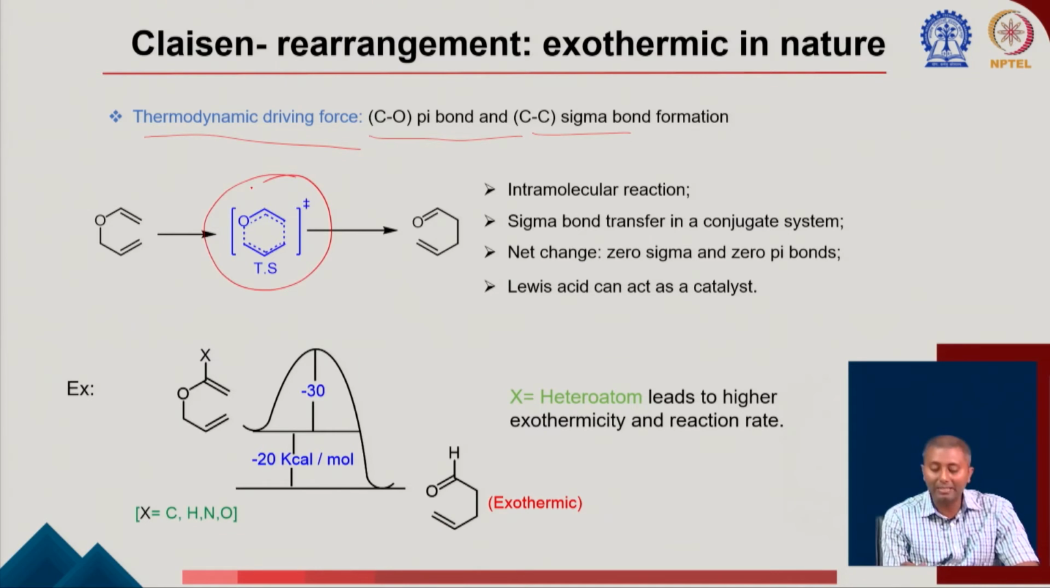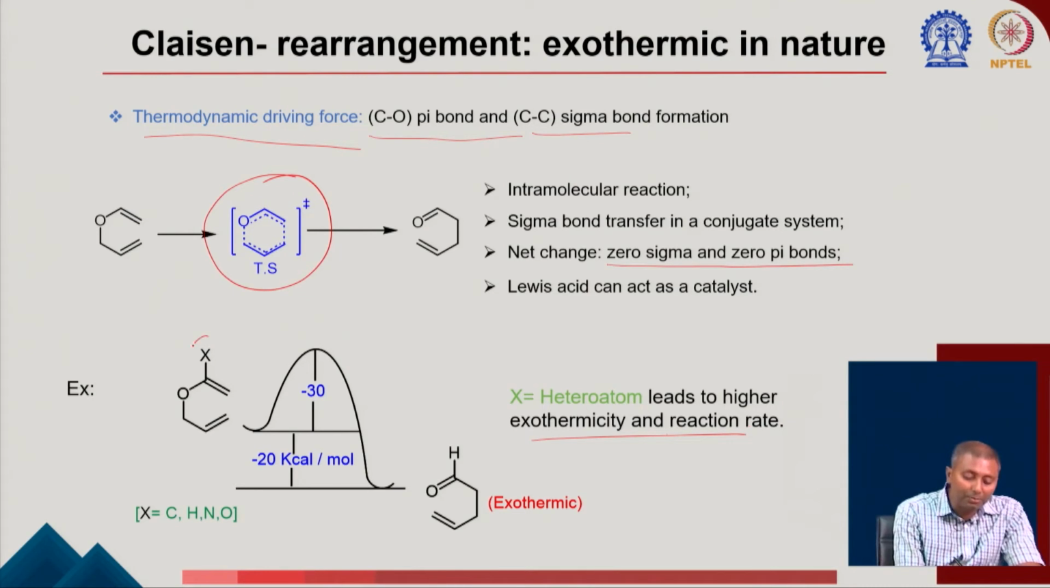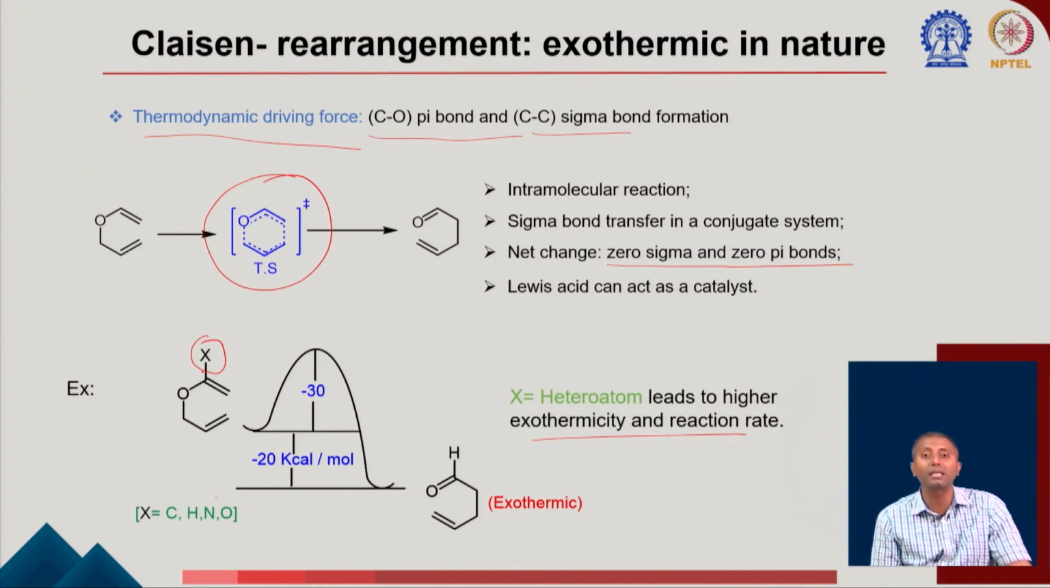Here, as I said, the net change will be 0 sigma and 0 pi bond. That means there is a pi bond which is getting broken, and a new bond getting formed. At the same time, a carbon carbon bond and a carbon oxygen double bond are forming. I told you that this reaction is exothermic, and the reaction rate or the exothermicity will be increased if you can bring a substitution in this position which can push electron density. So, if the X is a group of nitrogen, oxygen, or some group which can push electron density, that is going to make this reaction even faster. We are going to talk about several variations of this type of reaction where we change this X to oxygen and nitrogen.